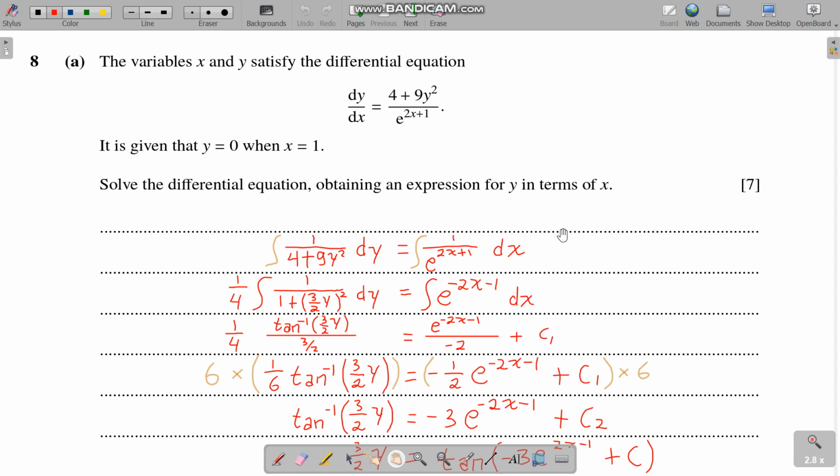Hello everyone, this question is about differential equations. The variables x and y satisfy the differential equation. y is 0 when x is 1. Solve y in terms of x.